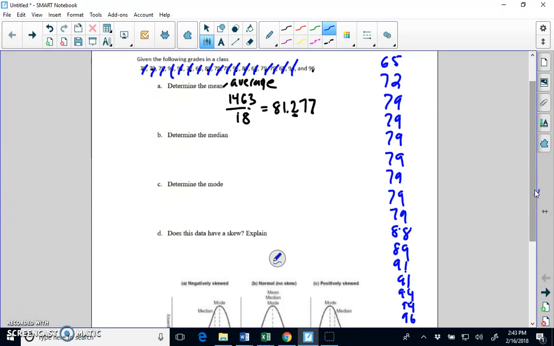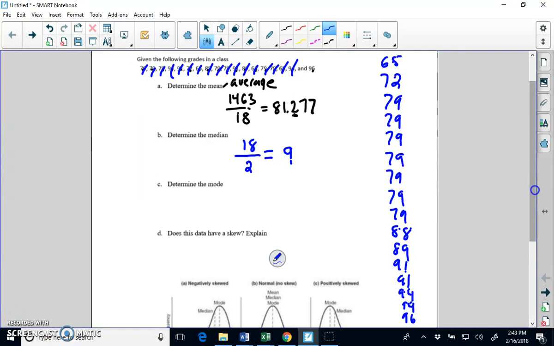Now you have to find the middle number of this data set. There are a total of 18 scores, and 18 divided by 2 is 9. So the middle score is in between the 9th and the 10th score.